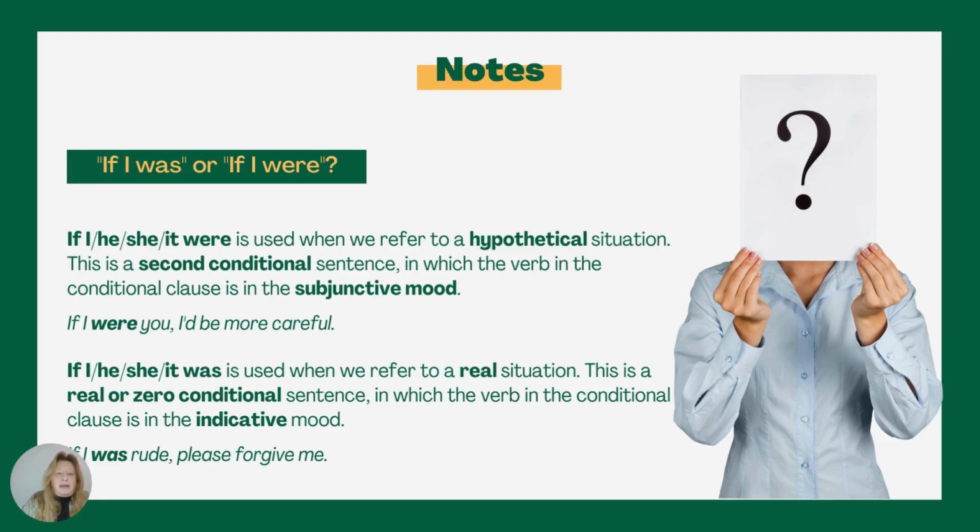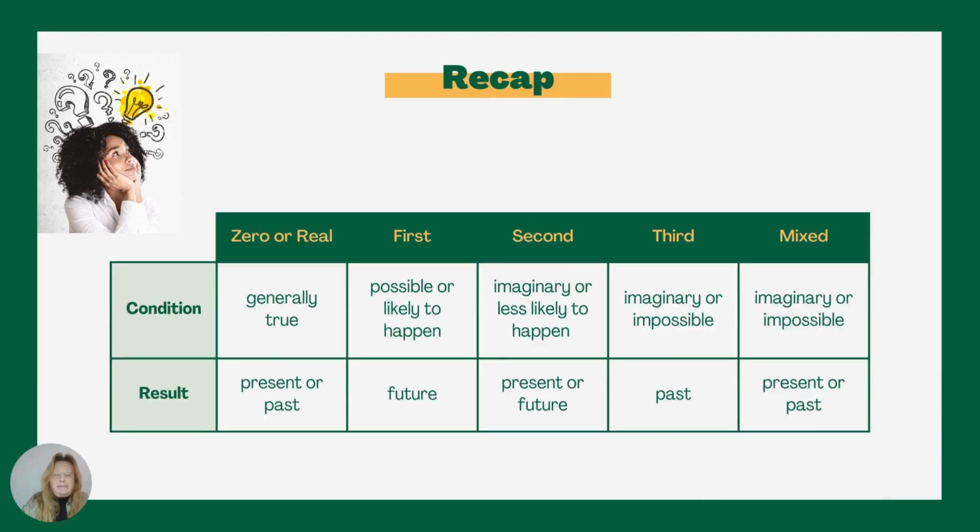If I, he, she, it was is used when we refer to a real situation. So this is a real or zero conditional sentence in which the verb in the conditional clause is in the indicative mood. If I was rude, please forgive me. So the first one has to do with something hypothetical, whereas the second example refers to a real situation. This is the basic difference.